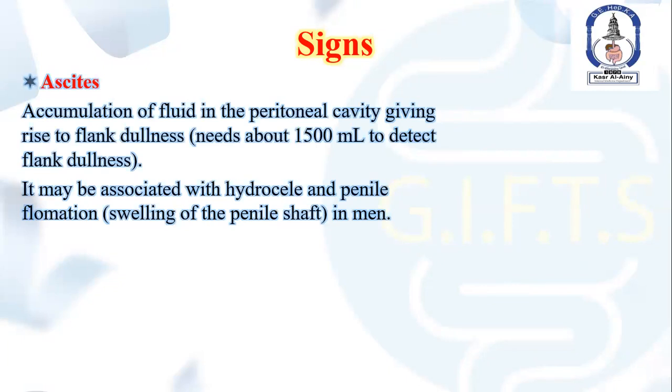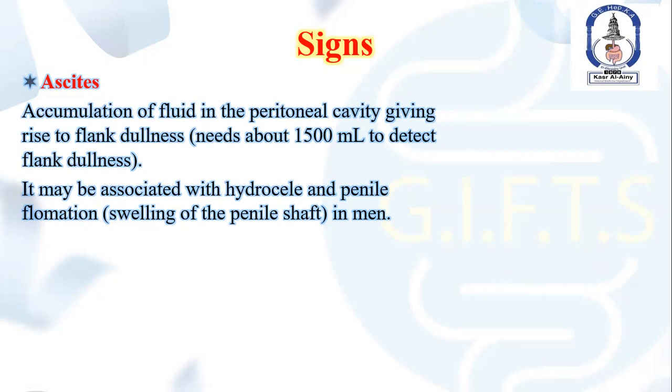Ascites. Ascites is very peculiar because it can be because of the loss of cellular function, which is the hypoalbuminemia because of the liver cell failure, and also vascular failure because of the portal hypertension, which localizes the fluid accumulation into the peritoneal cavity. So ascites is the accumulation of fluid in the peritoneal cavity, giving rise to fullness of the flanks, like we say in the clinical rounds, and it needs at least 1.5 liters to be manifest.